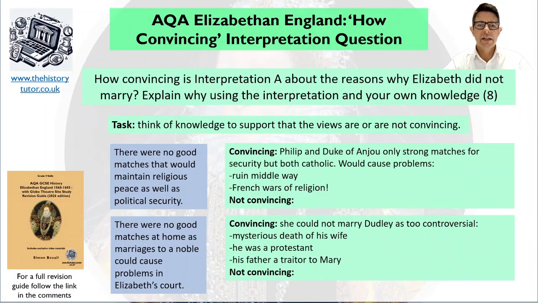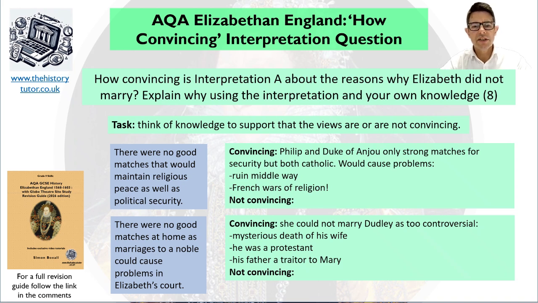Okay, so here is what I've gone for. Knowledge that it is convincing from the first view: there were no good matches that would maintain religious peace. So yes, Philip and the Duke of Anjou were the only strong matches for security, but they were Catholic, and would cause problems like ruining Elizabeth's middle way. Her religious policy might cause further wars. Obviously, the French wars of religion were a problem. So there were some real problems there, and so yes, it's relatively convincing.